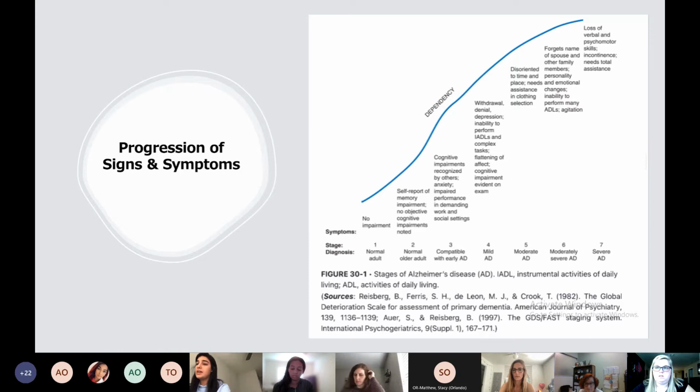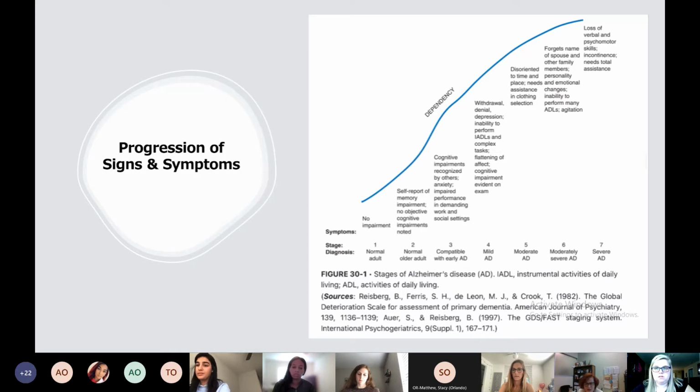And then stage 7, which is severe Alzheimer's dementia, the last stage, that is when they have loss of verbal and psychomotor skills. They're the ones that we see that are just sitting around slumped. They're not communicating with anyone. They have incontinence, and they're a total assist. They're completely dependent on us for all forms of care.